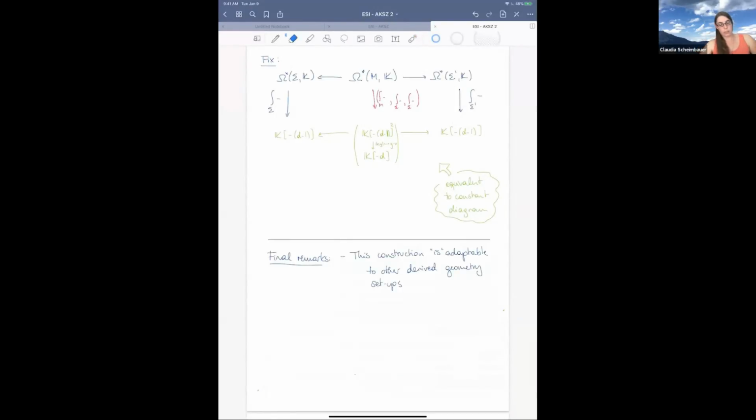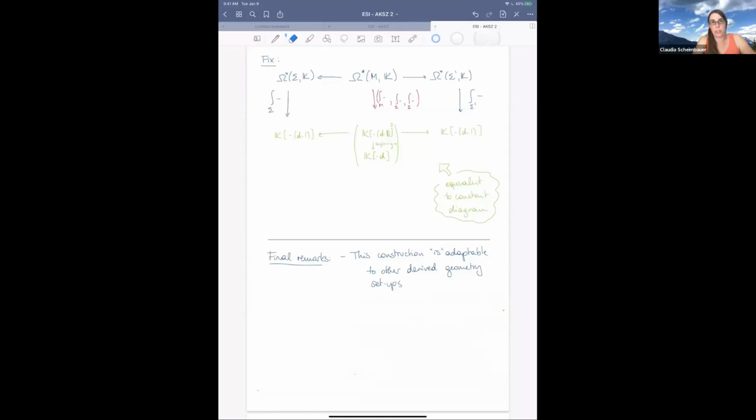So first of all, this construction is, in quotation marks, adaptable to other derived geometry setups. The tools that we use are relatively general, as long as you have a good theory of derived geometry. This is a bold statement, and I should probably not state it that boldly. But as soon as you have a situation where you can interpret differential forms, and you have good pullbacks, and good intersections, and so on, then you will be able to do this construction.